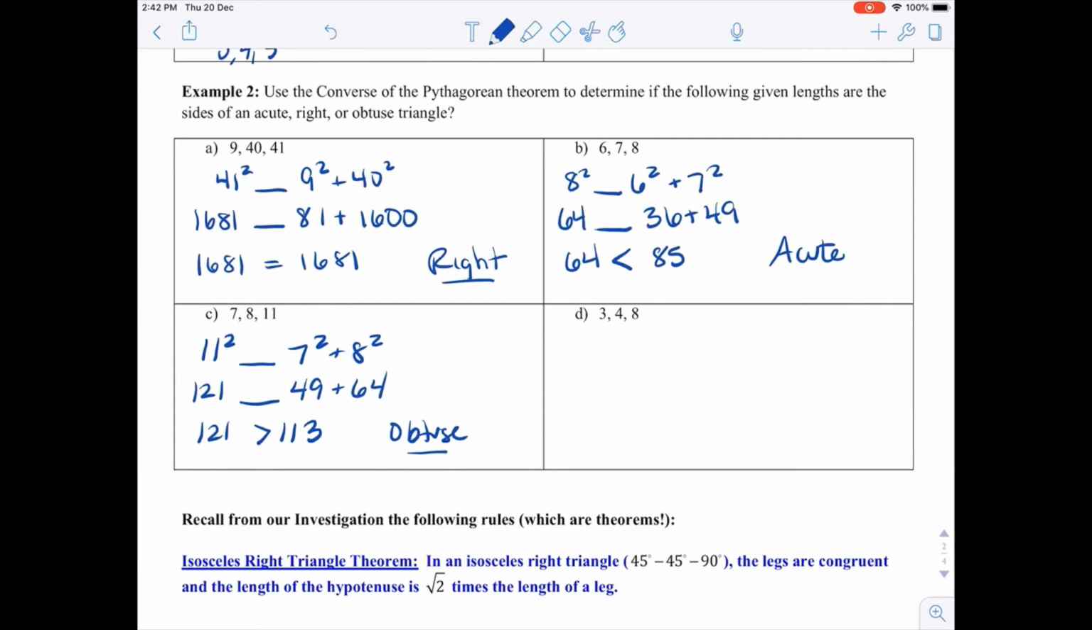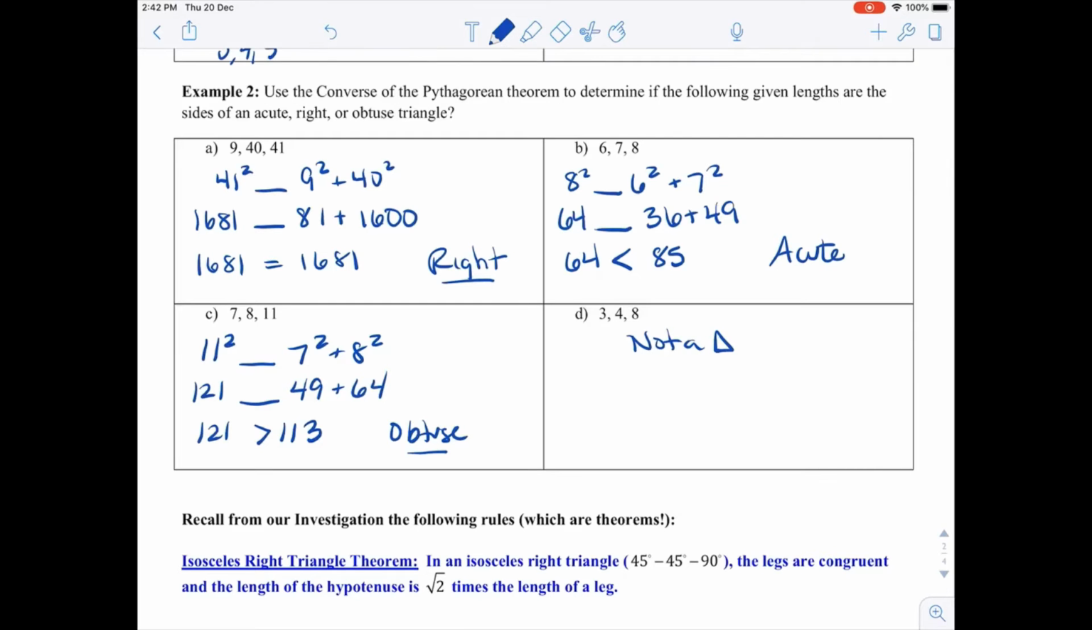Okay. And the last one, D, we've got 3, 4, and 8. 3 plus 4 is 7, which is less than 8. So this is not even a triangle. So we don't even have to see if it's acute, obtuse, or right.